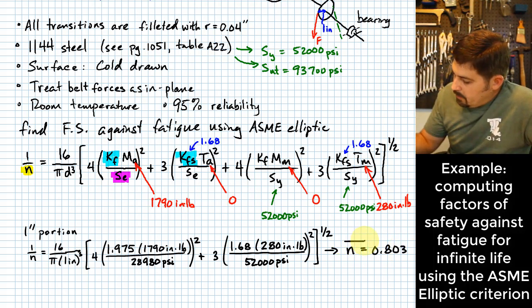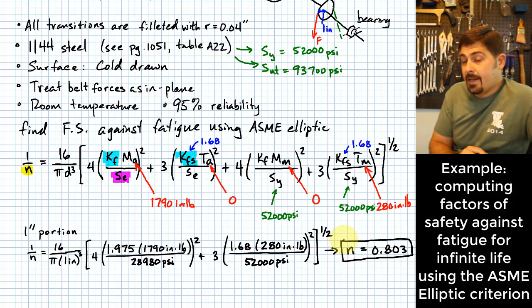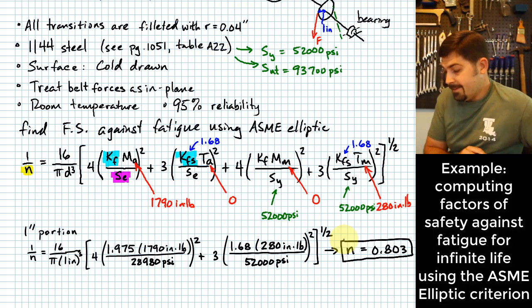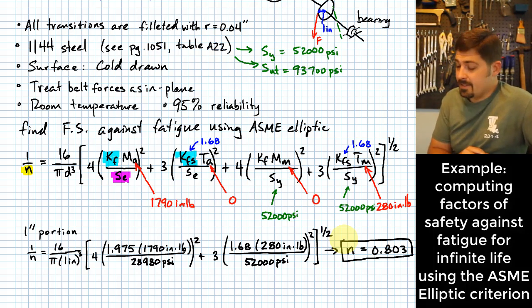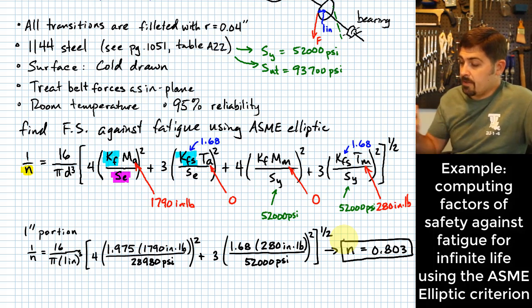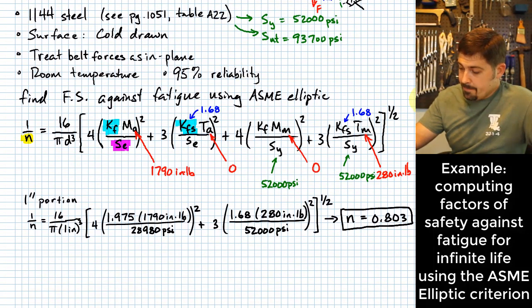Okay, and we can interpret that. The first thing that we think whenever we see a value like that is it looks like the part won't last forever. We are doing a factor of safety against fatigue. When that factor of safety against fatigue ends up less than 1, it means I don't think we're going to have infinite life. There can be a second phase of this problem where you figure out how many cycles you think it will last. We won't do that now, but that's one of the ways we can interpret that value that's less than 1: we don't think it's going to last forever.